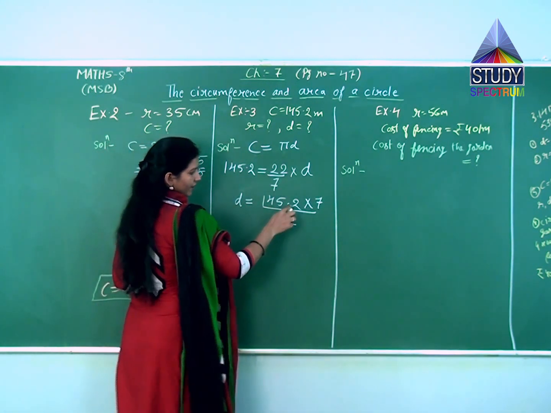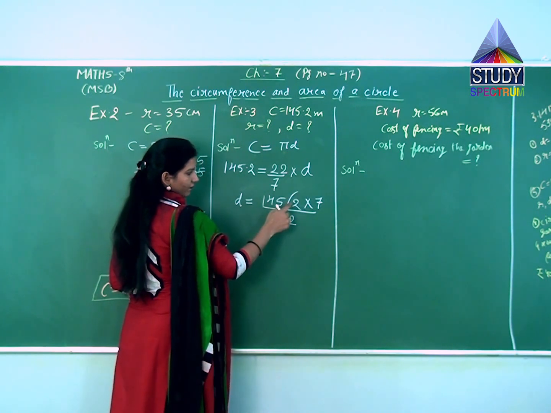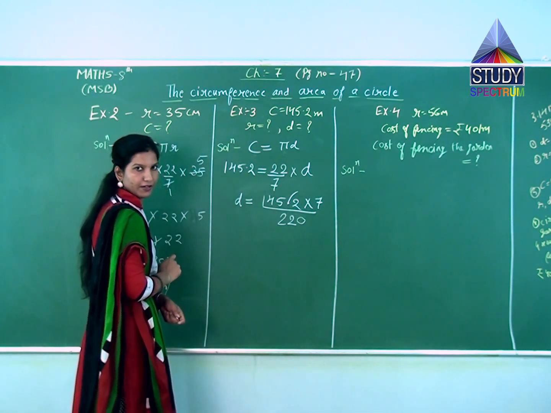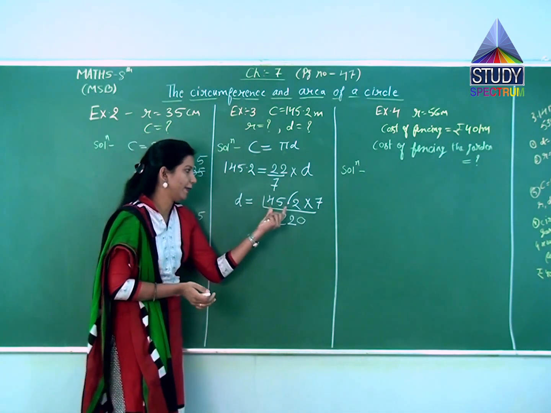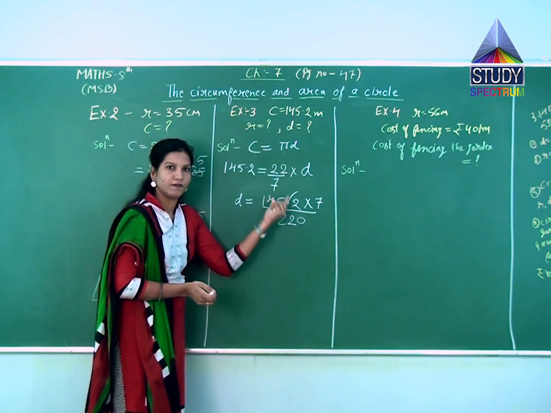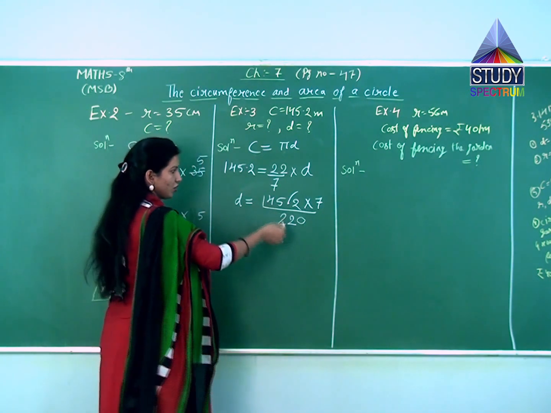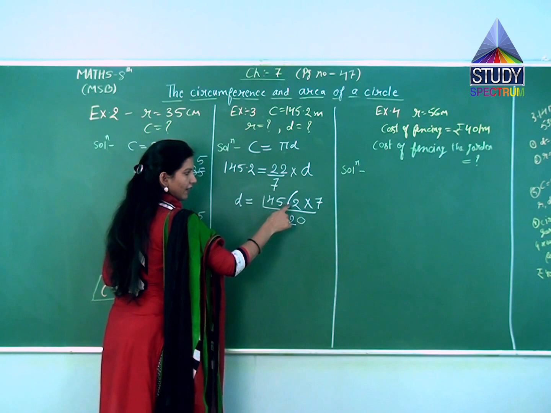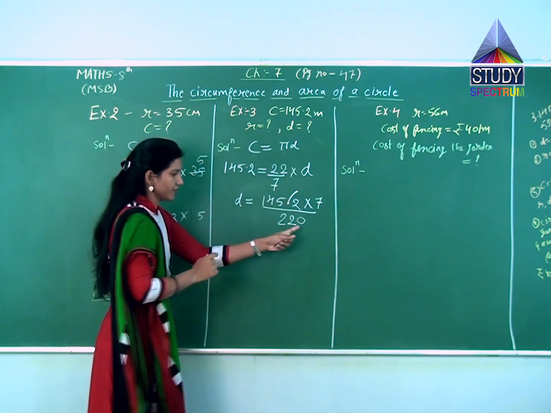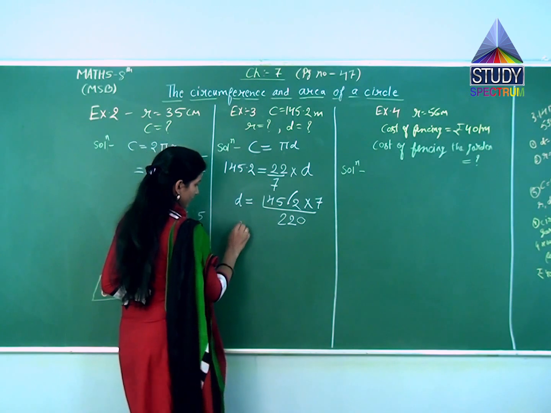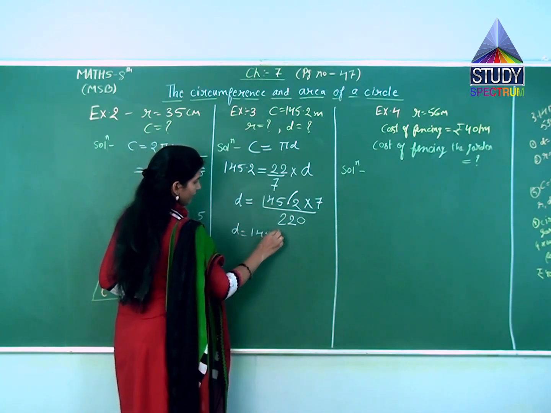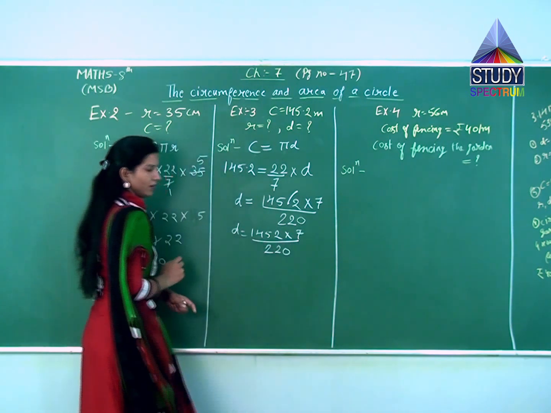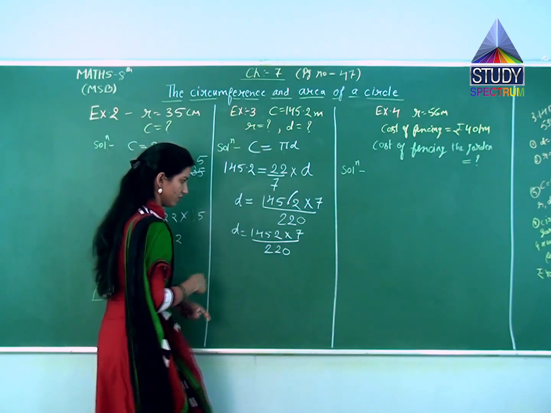Now, we can remove this decimal from here, and after removing this decimal, we will get a 0 here. What are we doing? We are just multiplying both these numbers with the same number 10, and this is the short form for doing this. We have to remove this decimal, and for removing this decimal we will have to place a 0 here. Now we have 1452 into 7 upon 220. Now we have to solve this.